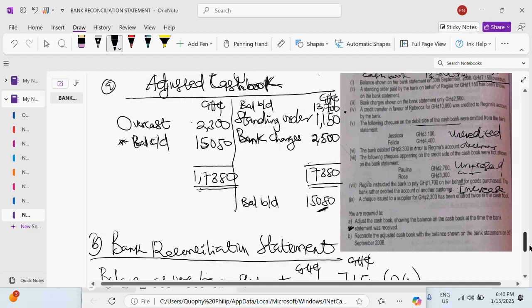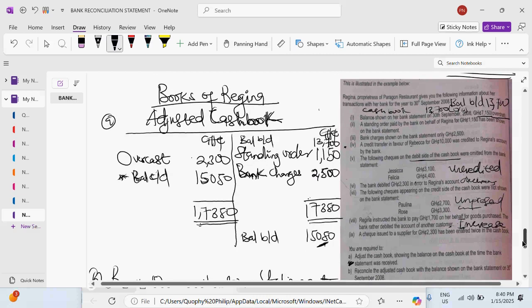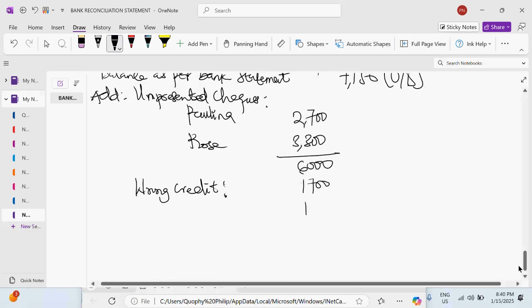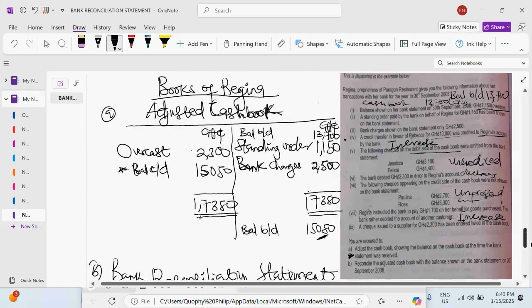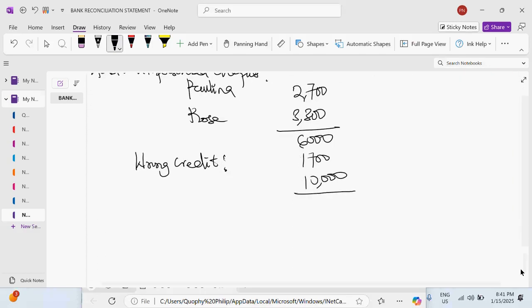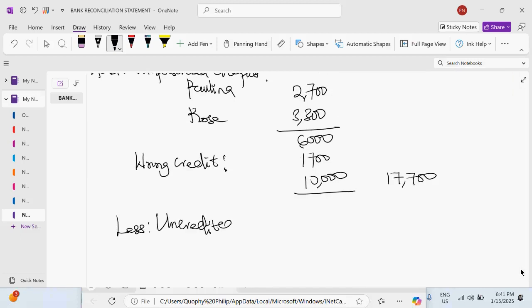Do you have any other error that would increase our bank account? I think this one: a credit transfer in favor of Rebecca for 10,000 was credited to Regina's account. So this one is also increasing our account. So I think that's all for the errors. So what is the total? The total will come here: 17,700.